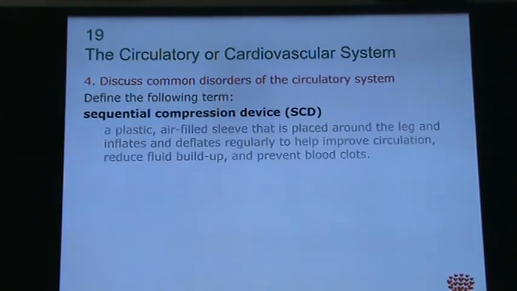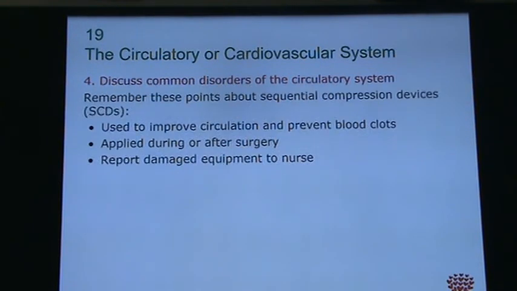Okay. Sequential compression device. It's like a plastic air-filled sleeve that is placed around the leg, and it inflates and deflates regularly to help improve circulation. That's something that is handled by the nurses.